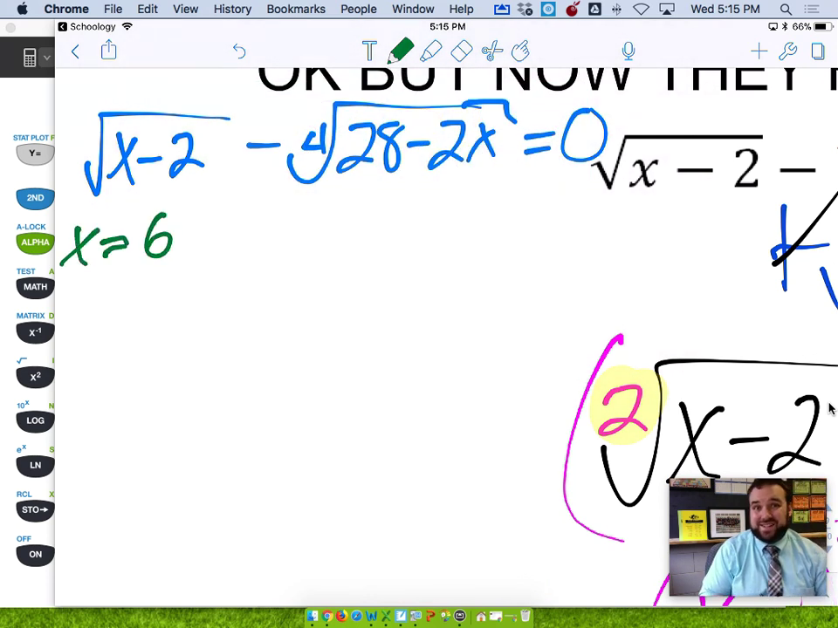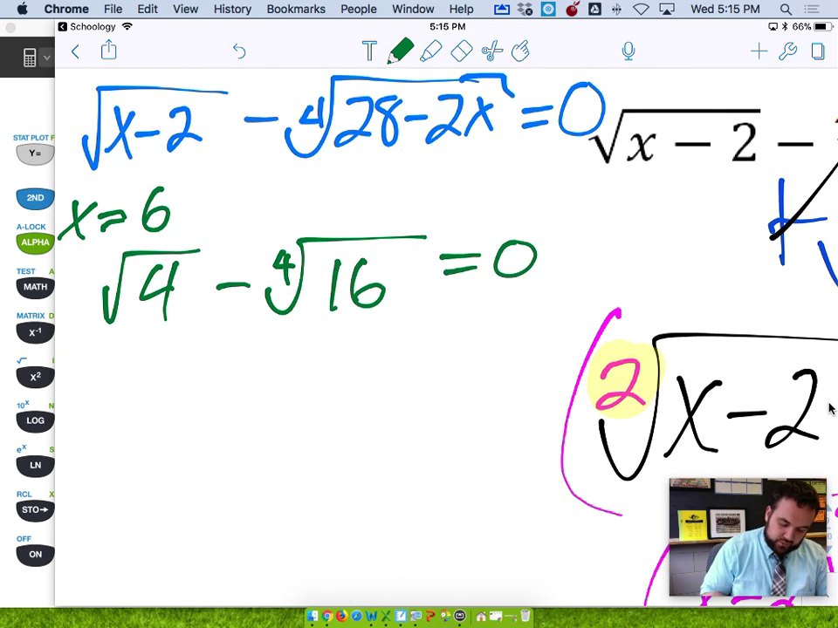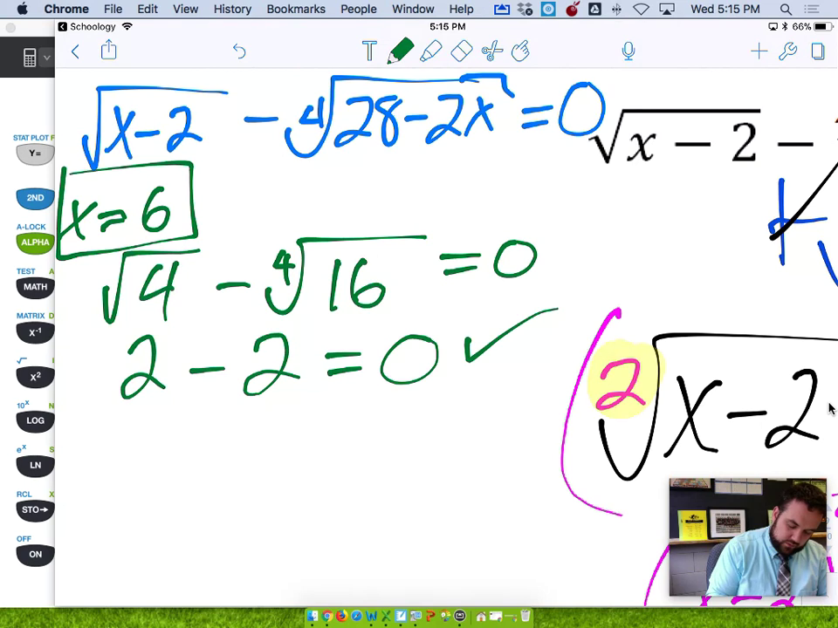If I plug 6 into the square root, 6 minus 2 is 4. And then if I plug this in here, the fourth root of 28 minus what would be 12, because it's 2 times 6. 28 minus 12 is 16. I'm checking to see, does that equal 0? The square root of 4 is 2. So is the fourth root of 16, and we get 0. Huzzah! So x equals 6 is a good answer.